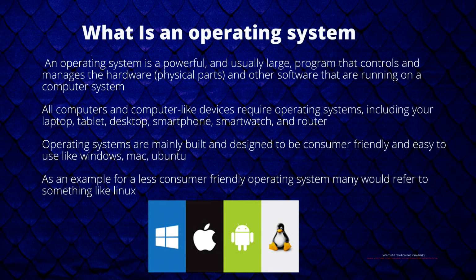What is an operating system? An operating system is a powerful, and usually large, program that controls and manages the hardware and software that are running on a computer system. All computers and computer-like devices require an operating system, like your laptop, tablet, desktop, smartphone, smartwatch, and even your internet router. Operating systems are mainly built and designed to be consumer-friendly and easy to use, like Windows, Ubuntu, or Mac. As an example of a less consumer-friendly operating system, many would refer to Linux.